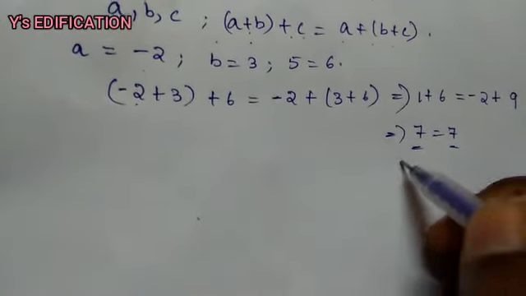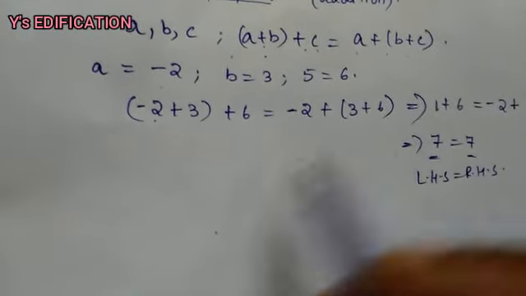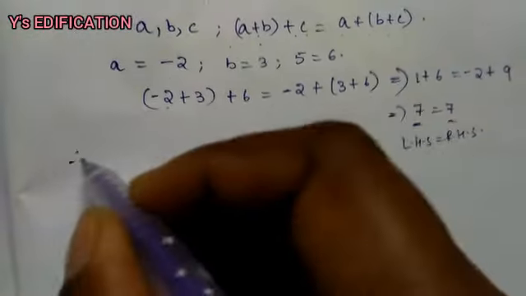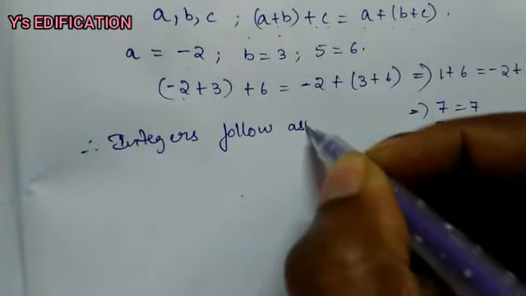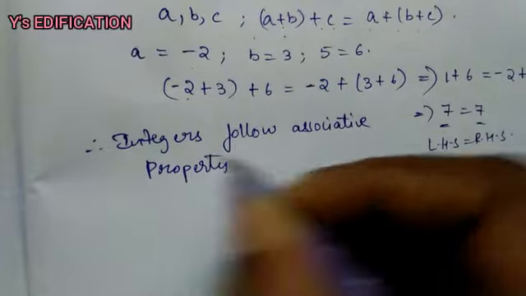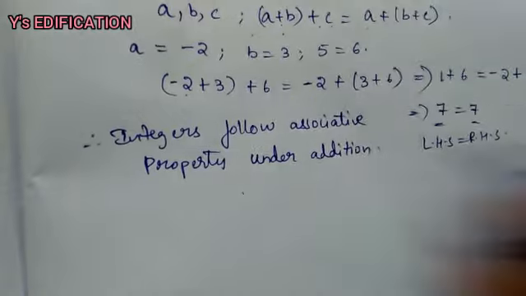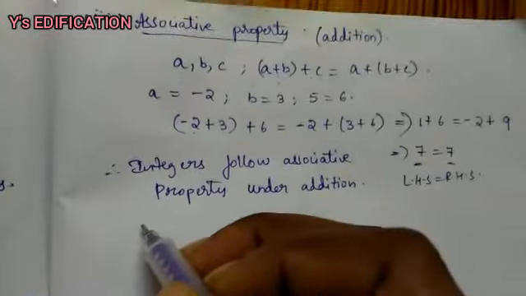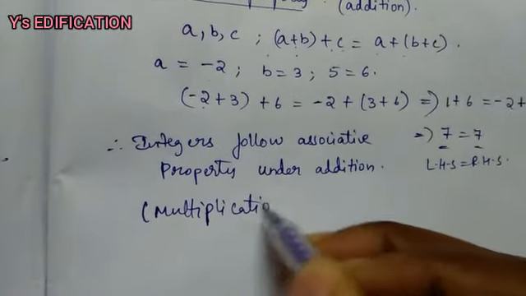That means LHS is equal to RHS. So what can we say here? The integers follow associative property under addition. Okay, integers follow associative property under addition. In the next case we will do with multiplication.